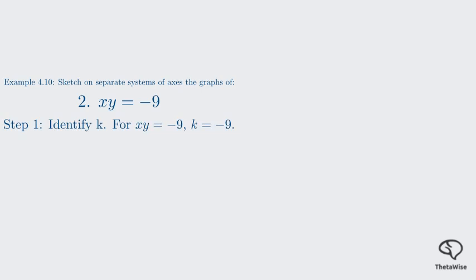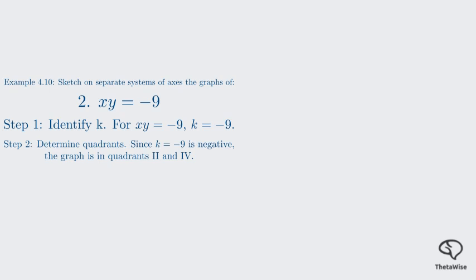Since k is negative, we immediately know that the branches of our hyperbola will be in the second and fourth quadrants. So the graph will be in the second and fourth quadrants. This is our primary guide for sketching. Let's find some points to make our sketch precise. We can rearrange the equation to y equals negative 9 over x. We'll build a table of values for a few x values to find corresponding points. This helps us visualize the curve.